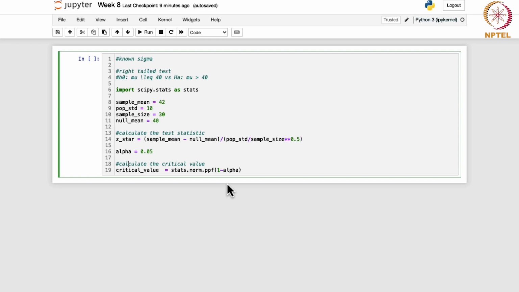In this course, we are going to work with this ppf function. That is why wherever we are working with the right tail, you will see that alpha would be replaced by 1 minus alpha, because that is the area to the left of it below the curve. I hope it is clear why we are taking this as 1 minus alpha.